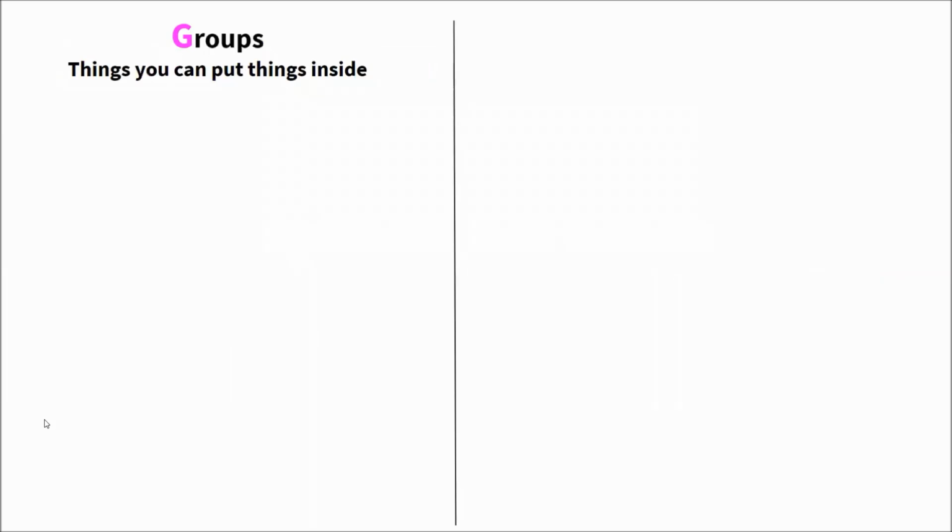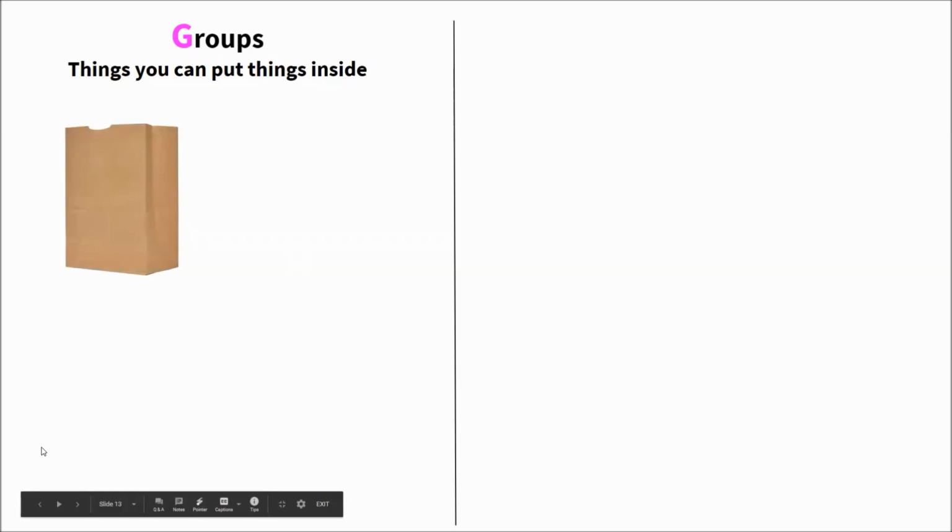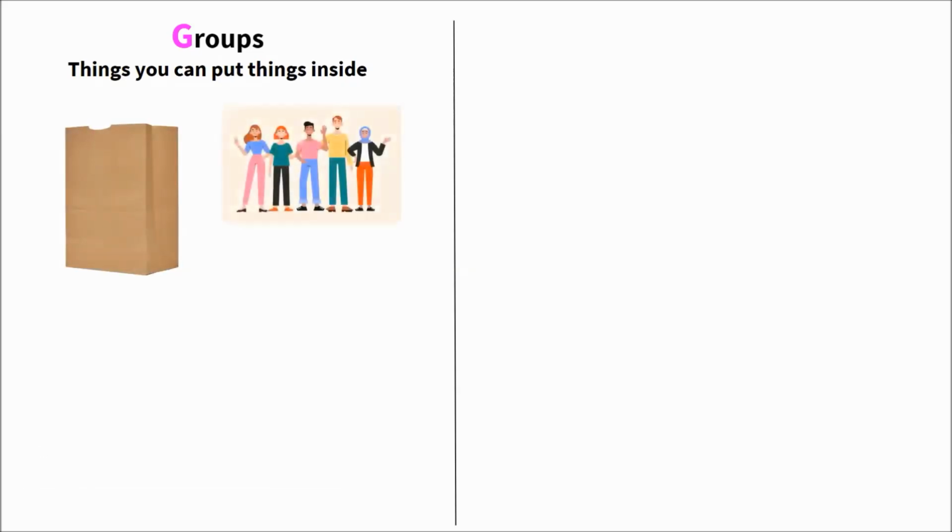Before we get into the drawing, I want to make something super clear. And this is going to be useful for when you do other math multiplication stories. Groups are things you could put things inside. A bag can be a group because I could put things inside a bag. People could be groups because I can give things to people. Or in this case, people have hands and fingers.